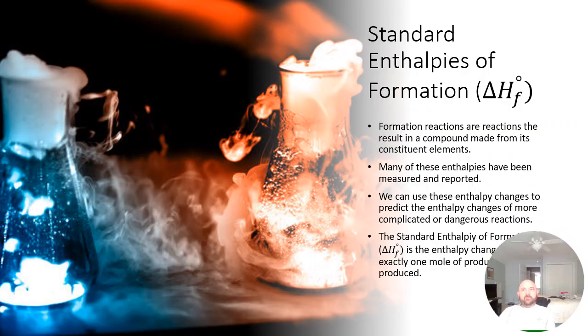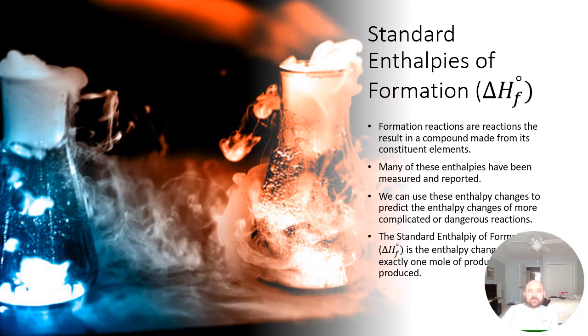We also have much data on the standard enthalpies of formation for many common compounds. Formation reactions are reactions that result in a compound made from its constituent elements. So if you took any compound and wrote a formation reaction for it, it would show each individual element in that compound adding up to that compound. The one trick is you have to use the simplest state of those elements, which I'll explain a little bit more in detail in a couple slides.